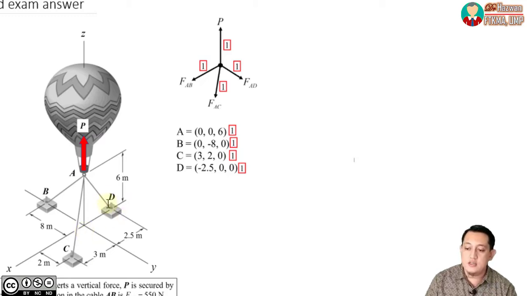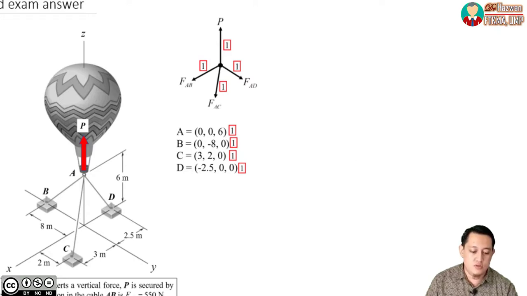And then for D here, we only have the X direction, but in the negative direction, so negative 2.5. Most of you got this one correct, until only one person was confused about this one, the 3 and 2. Each of these coordinates is equal to 1 mark each. So next, what to do?